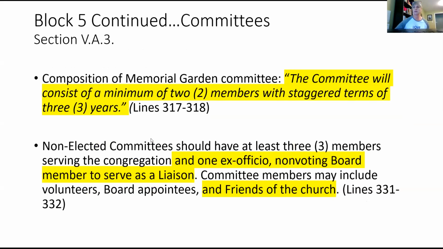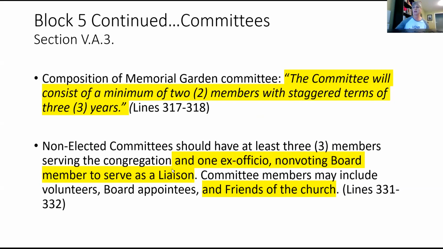The next here, and you all can direct me back if you have questions about different ones of these. The composition of the Memorial Garden Committee will consist of a minimum of 2 members with staggered terms of 3 years. And this is simply added because our other standing committees have the same information with regard to who makes up that committee in the bylaws. This was just an oversight, and we've done this forever, but as a way to make it solid and in black and white, we've added the same into the Memorial Garden Committee.